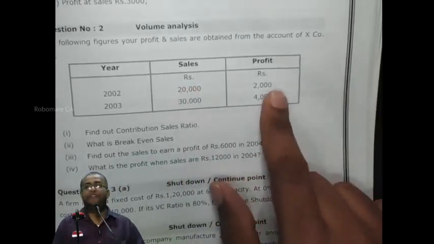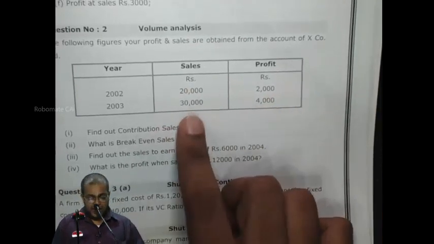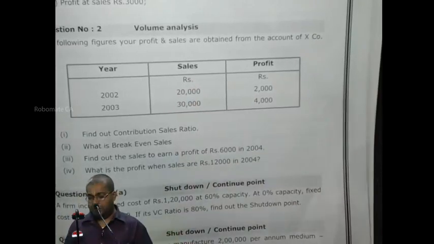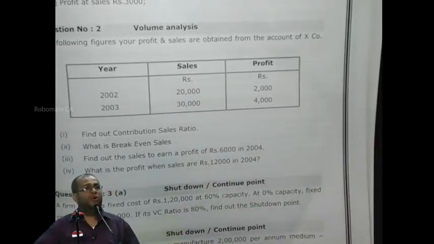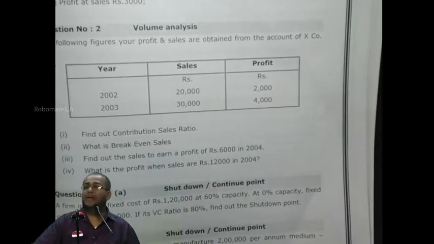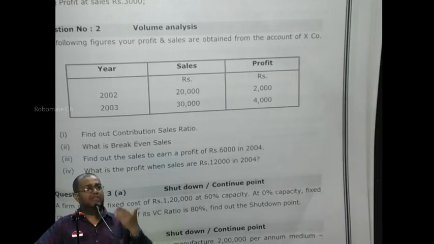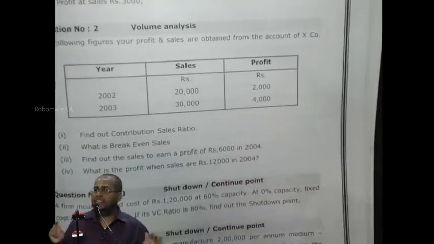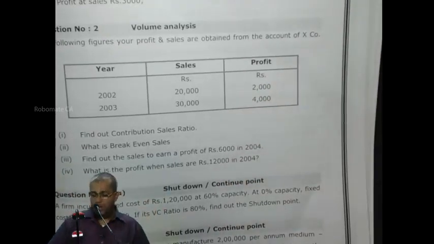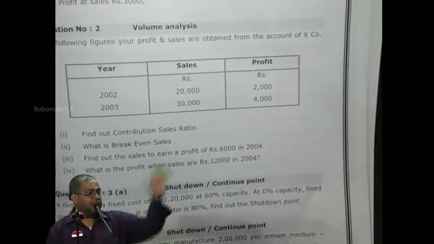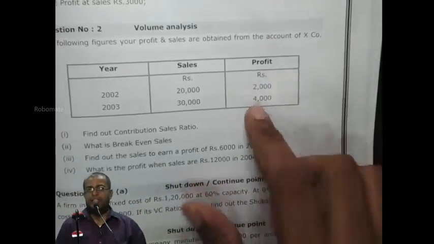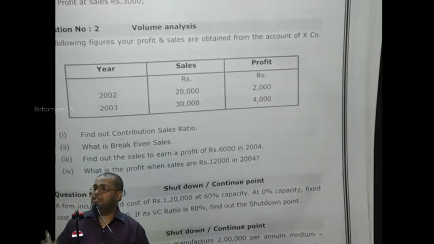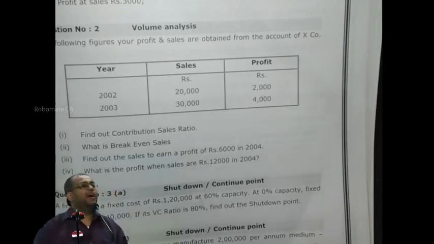Sales 20,000, profit 2,000. Sales 30,000, profit 4,000. When sales goes up by 10,000, the profit goes up by 2,000. Why does the profit go up? Because of contribution over fixed cost. The 2,000 increase in profit is increase in contribution also. So the change in profit is change in contribution. 2,000 rupees is the contribution I earn when sales rise by 10,000. So what is PV ratio? 2,000 by 10,000, 20%.